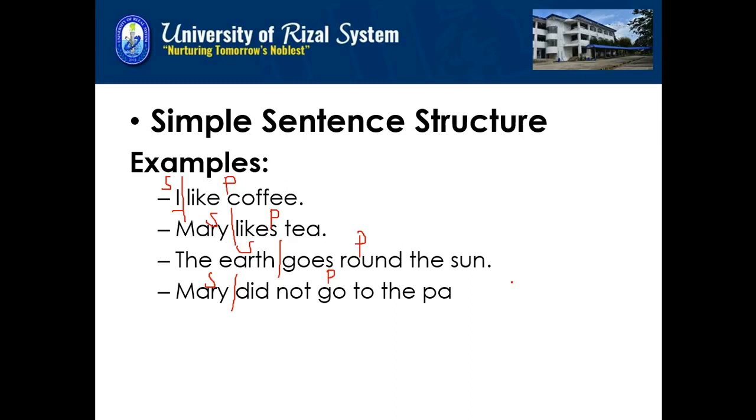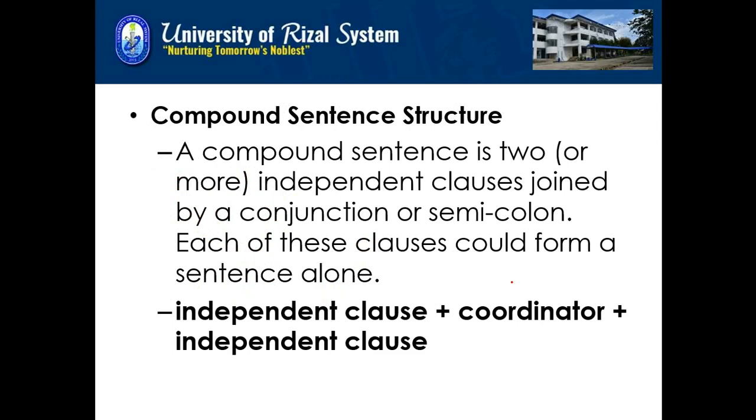Ngayon, kapag nadagdagan ng similar structure na ganyan, that makes it a compound sentence. So basically, a compound sentence is joined by a coordinator. Okay, independent clause plus coordinator plus independent clause. There are some instances wherein in lieu of the conjunction, you can use a semicolon.